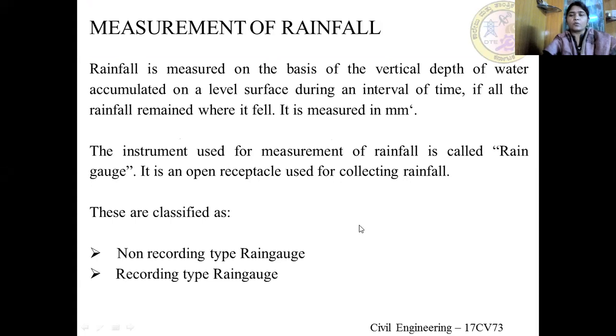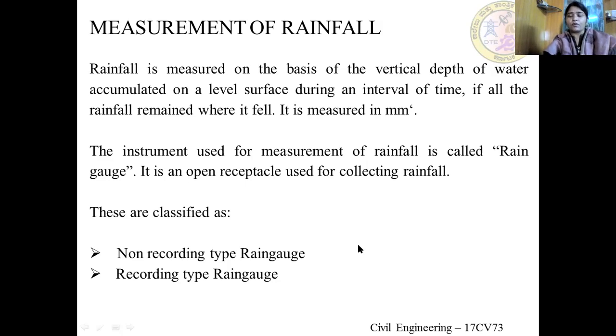So now what is this? Whenever we receive precipitation in the form of rainfall, we need to measure it and we should be able to know what the annual rainfall is. For this reason, we need to use an instrument which measures it.